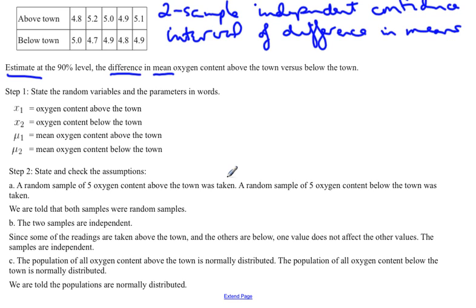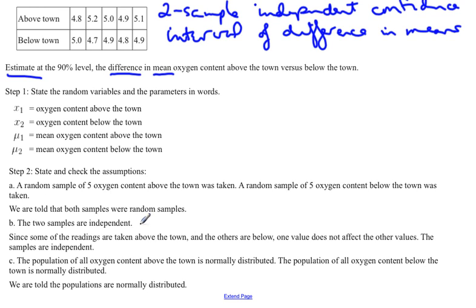So you do need to have random samples, and we had a random sample of 5 oxygen contents below the town was taken. So those are the stating parts. We haven't checked it, but we've stated what was supposed to happen. And we can actually say that this checks because we were told that both samples were random samples. So we're good.